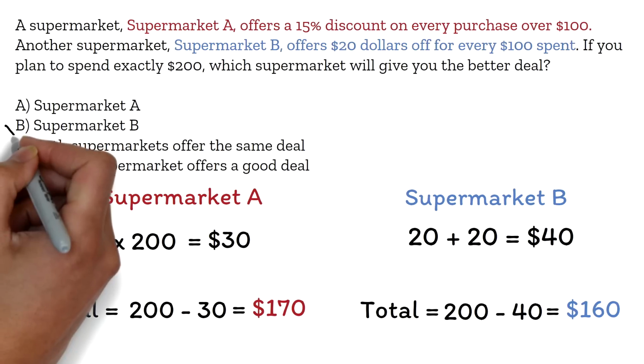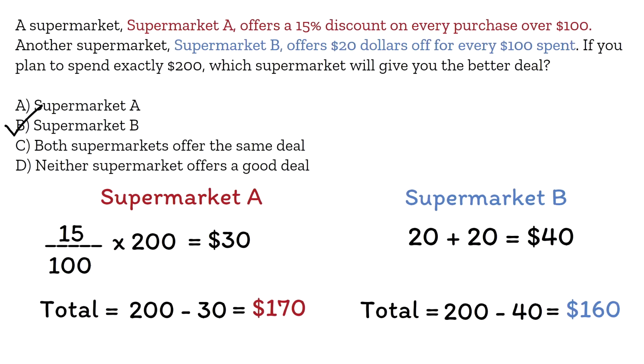The correct answer is B. Comparing the two, we will notice that Supermarket B is the more economical option, saving you an additional $10 over Supermarket A.